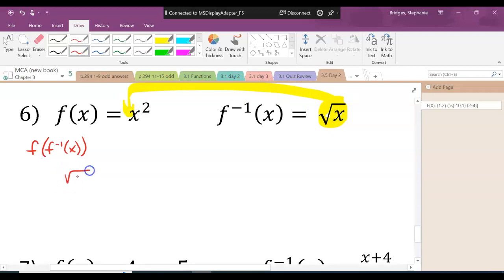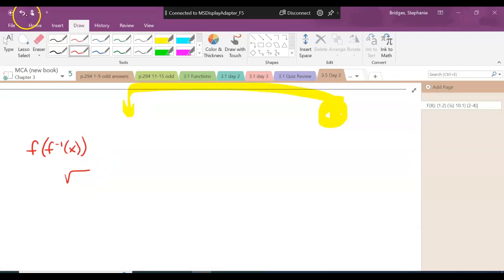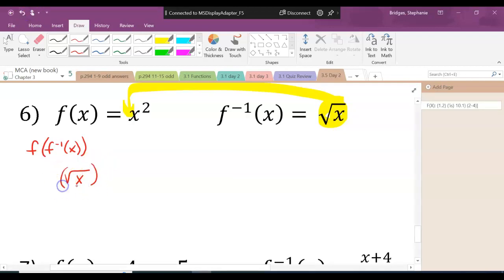So that would be the square root of x, but then what's still attached to it? The exponent 2 is attached to it. And then if I simplify that, what happens when I square a square root? What do those two do to each other? Cancel, so that just leaves me with x.